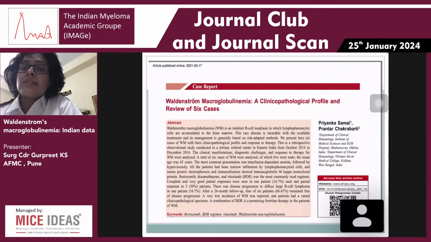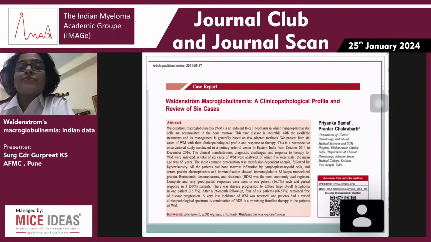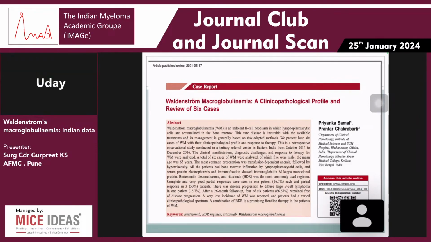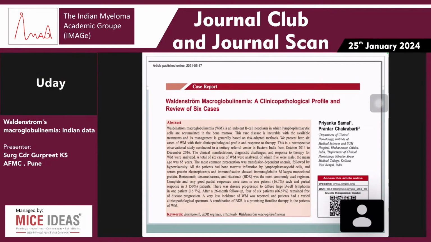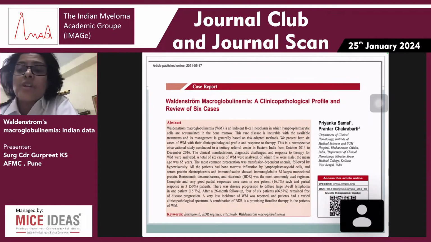So this was one of the studies, again, which has a lesser number of cases. This was 6 cases, presented from the Department of Clinical Hematology, Institute of Medical Sciences and SUM Hospital, Bhubaneswar, and Department of Clinical Hematology, Nilratan Sircar Medical College, Kolkata. They looked at 6 patients, and their most frequent presentation was anemia followed by hyperviscosity, and most of their patients showed immunoglobulin IgM kappa. They used the BDR regimen.